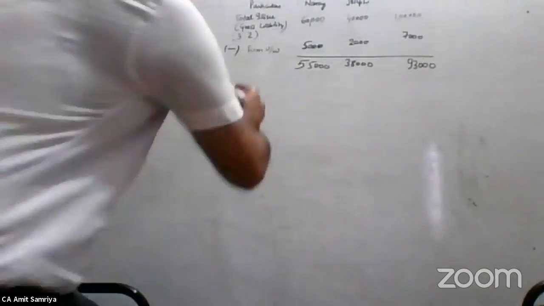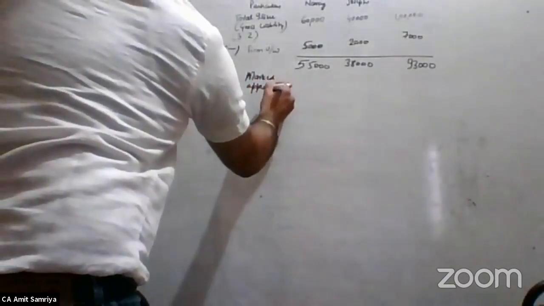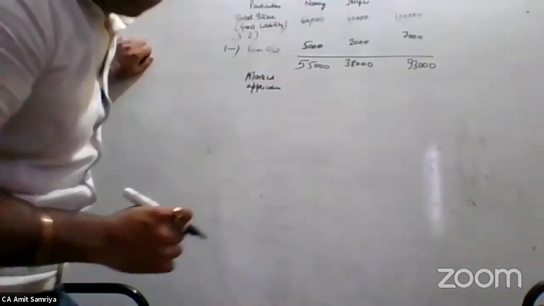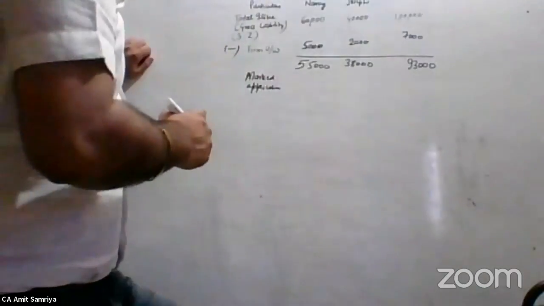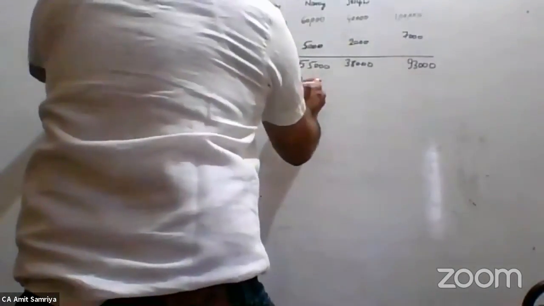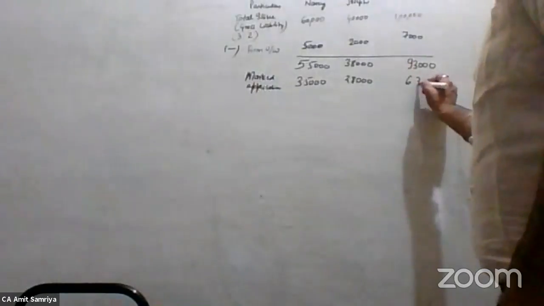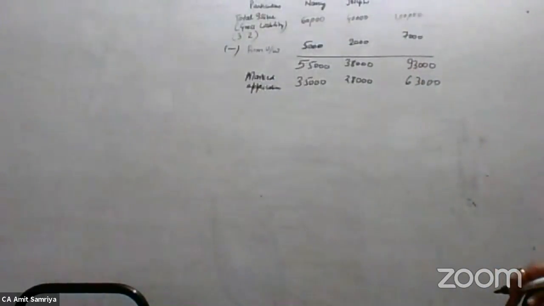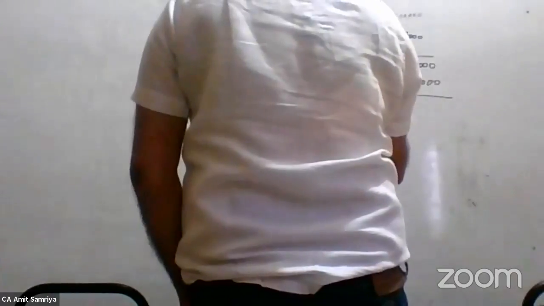Next, there are marked applications. What are marked applications? Marked applications are those applications sold by the underwriters, which bear the stamp of the underwriters. So Nancy sold, say, 35,000 shares and Joseph sold 28,000 shares, total 63,000 shares. Now the balance liability of Nancy is 20,000 shares and of Joseph is 10,000 shares, total 30,000 shares.